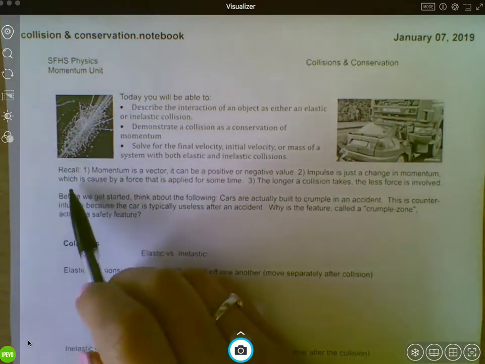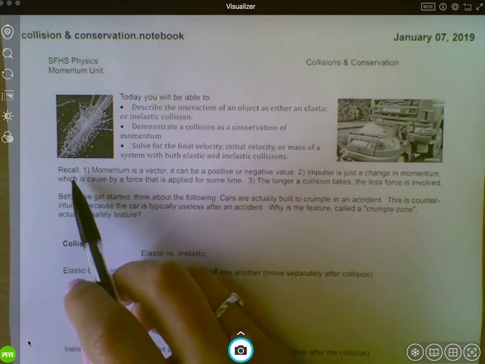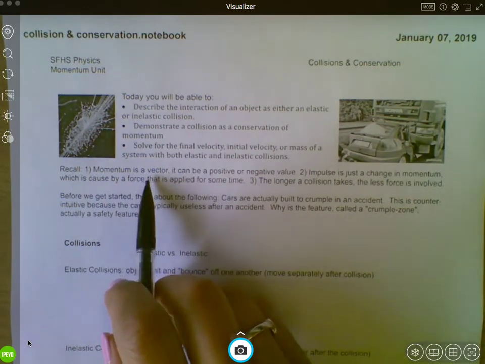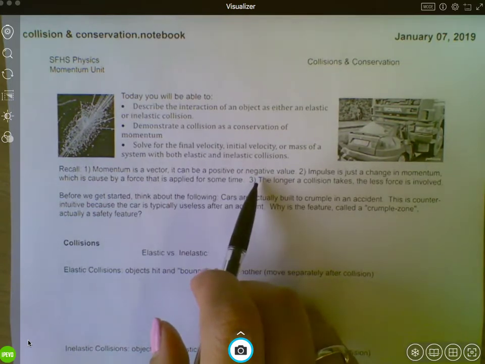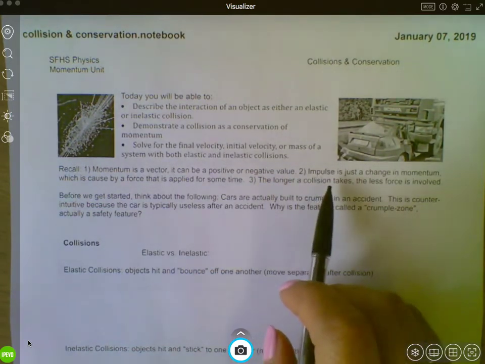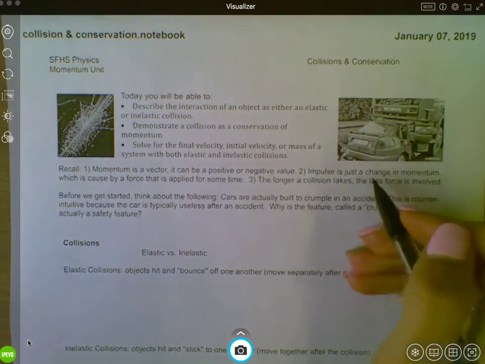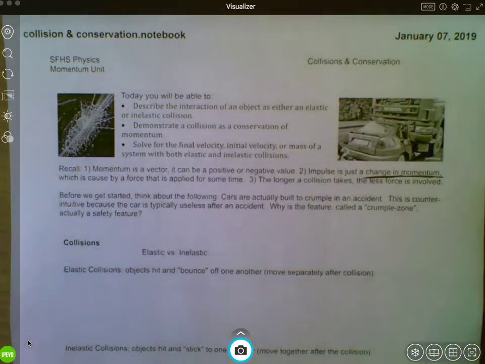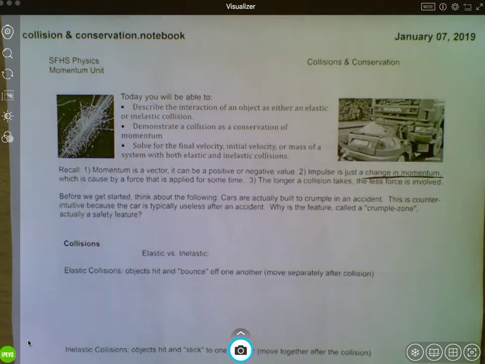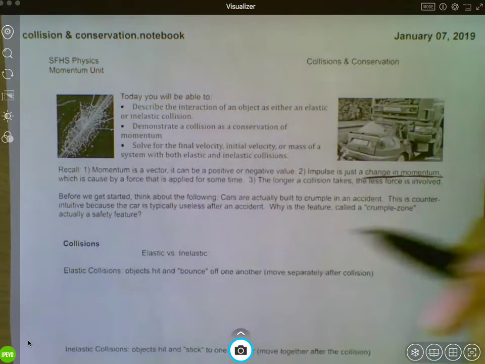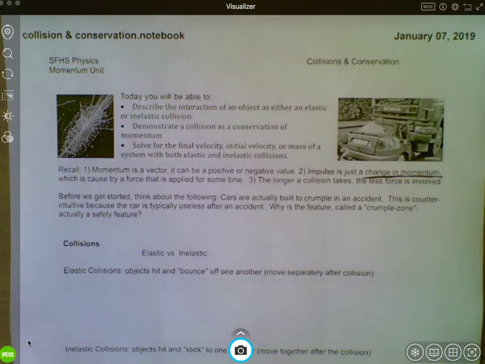Before we continue on, I need you to remember from last time that momentum is a vector. It can be positive or negative depending on which way the velocity is. The second thing is that impulse is just a change in momentum. That's literally the definition of impulse. It's a change in momentum caused by some force applied over some time. And remember from last time, the longer the time, the smaller the force. That's what part 3 says.